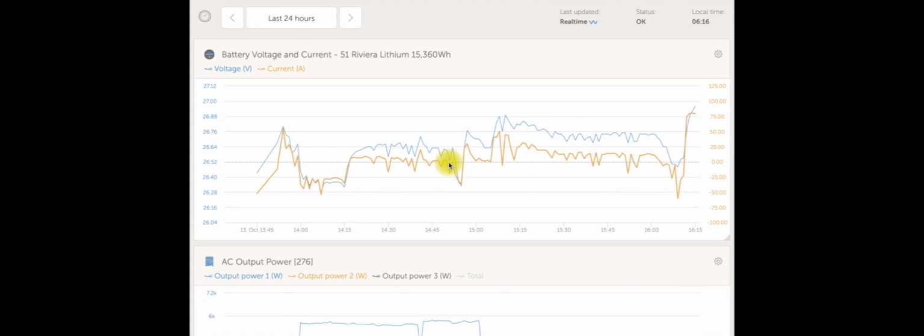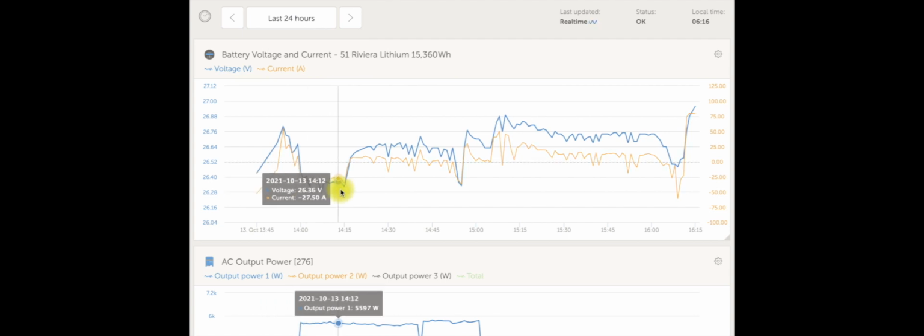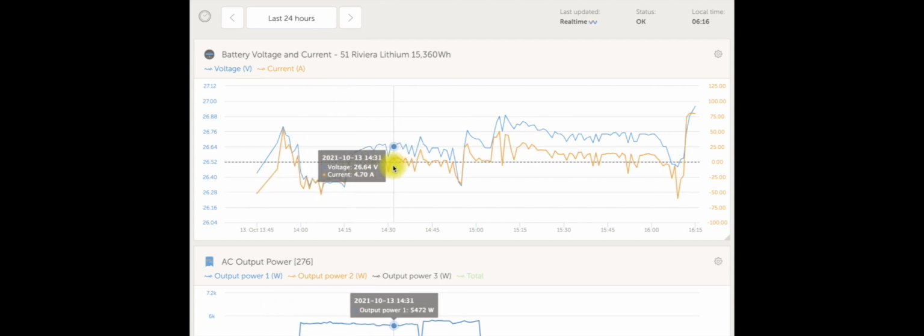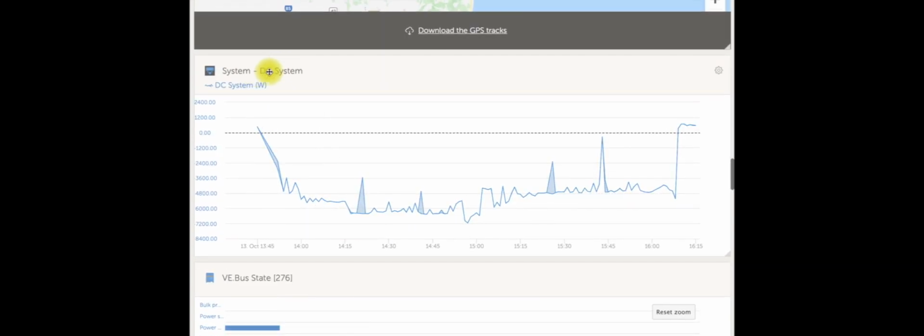Well, where did the power come from? You can see here, this is the battery voltage and the current. When we're above the line here, we're basically charging. Below the line here, we're discharging. But for the majority of the trip here, from here in on, we were charging. So where did the power come from? Well, the power came from the alternators via Scotty.